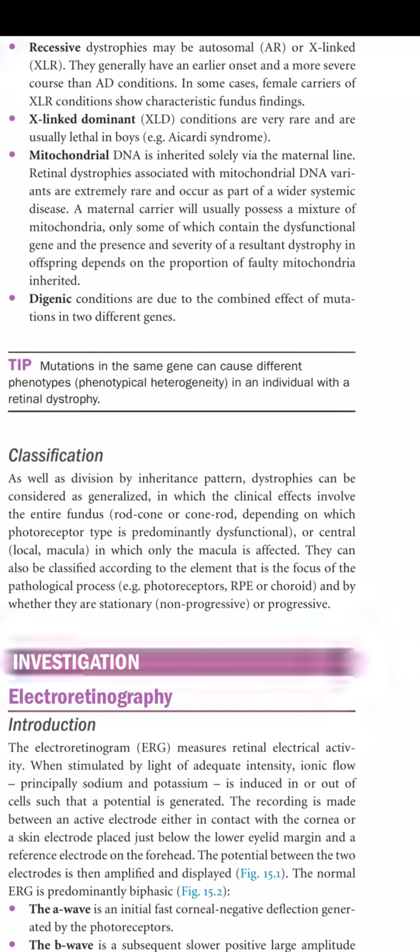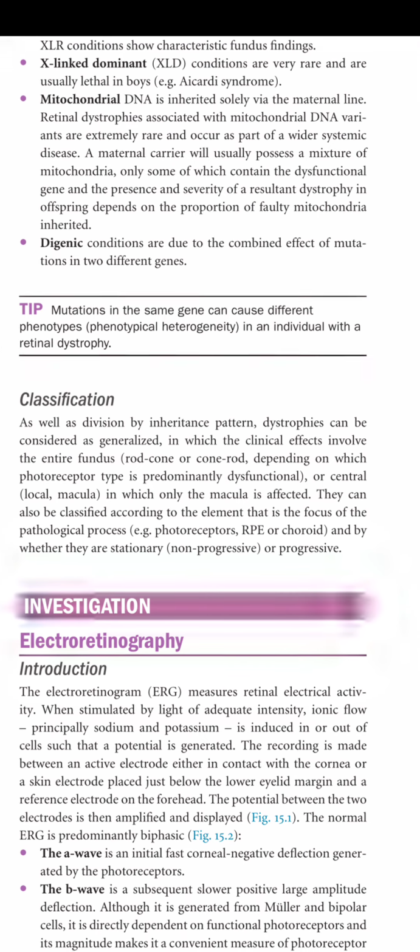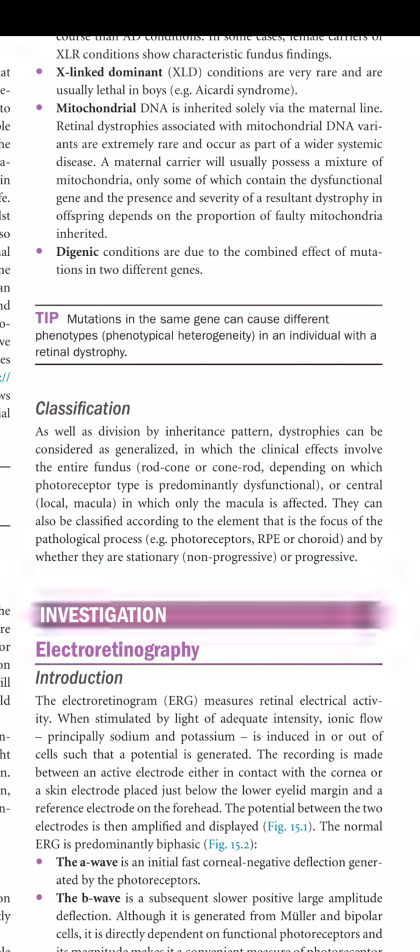Digenic conditions are due to the combined effect of mutations in two different genes. Mutation in the same gene can cause different phenotypic heterogeneity in individuals with a retinal dystrophy. So, as well as division by inheritance pattern, dystrophies can be considered as generalized, in which the clinical effect involves the entire fundus, rod-cone or cone-rod depending on which photoreceptor type is predominantly dysfunctional, or central local, macula, in which only the macula is affected.